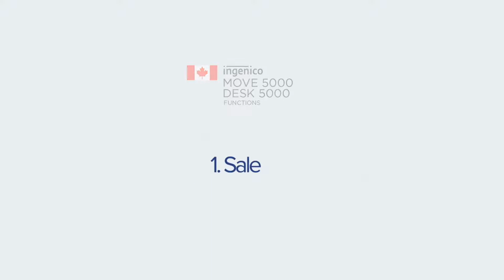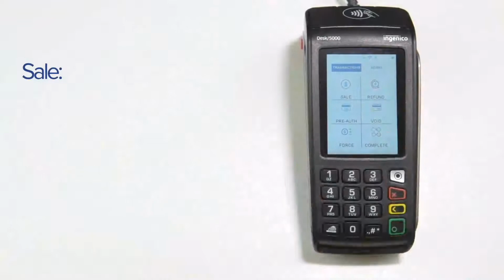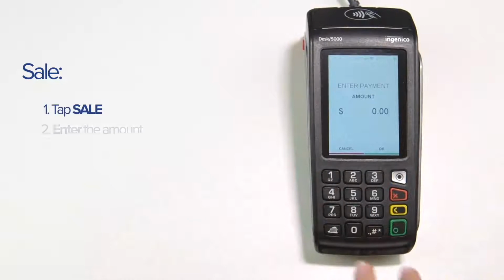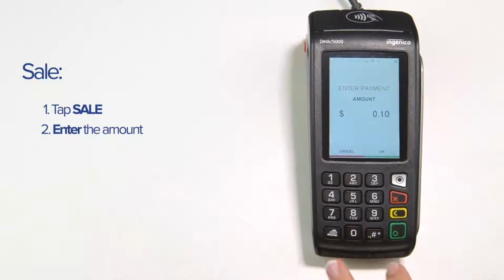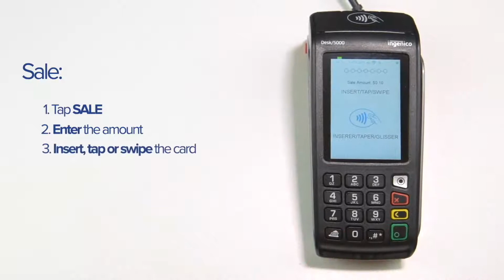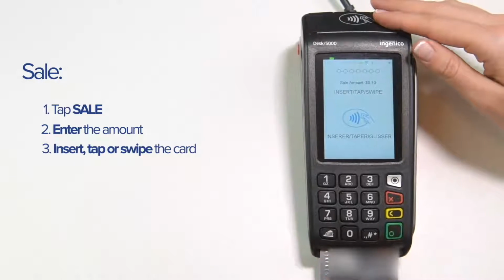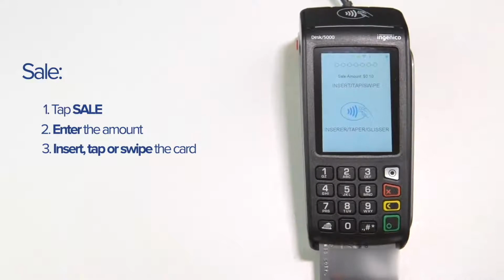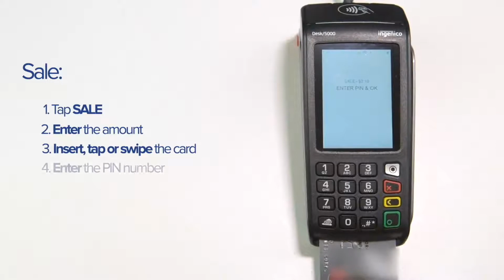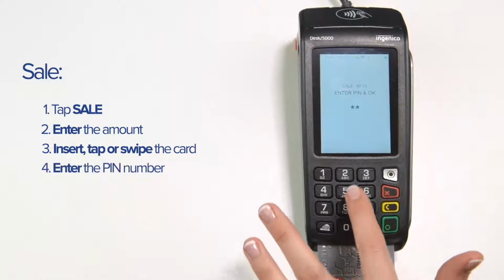Let's start with a sale. From the main screen, tap Sale, enter the amount, and press the green OK button. The terminal will now prompt you to insert, tap, or swipe the card. Insert the card into the EMV chip reader. Enter the PIN number and press the green OK button.